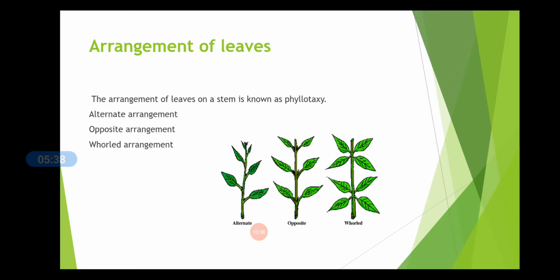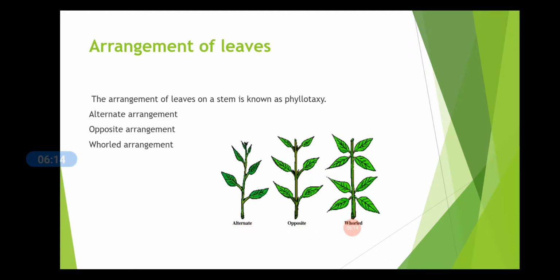Now coming to opposite arrangement. In an opposite arrangement you will see that the branch is present over here, and on the branch the leaves are present just opposite to each other. If you see the leaves of the guava plant, you will find that the leaves are arranged in an opposite fashion. And in the alternate one, if you want to see, you see the hibiscus plants. The leaves of the hibiscus plants are present in an alternate arrangement.